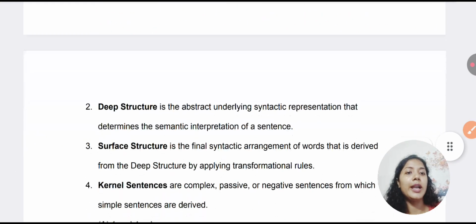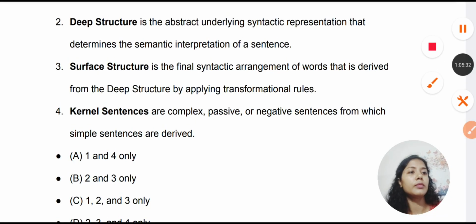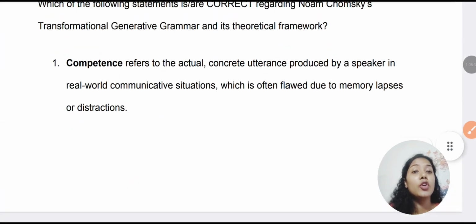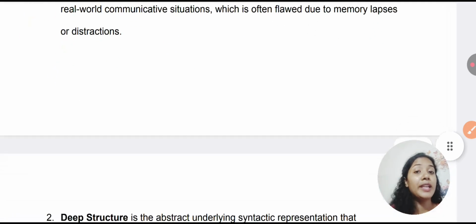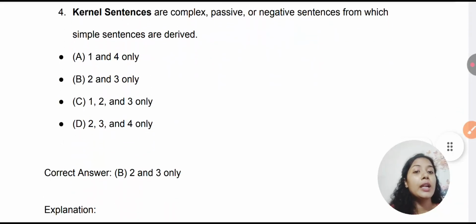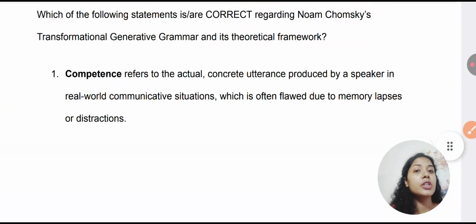Competence we just read, and now this three. So what will be the correct answer, everyone? According to Noam Chomsky's transformational generative grammar, you have to find out which one of them is correct. Competence, he said, deep structure, surface structure, or kernel. Which one? The correct answer will be option 2, second and third only. That is surface structure and competence.